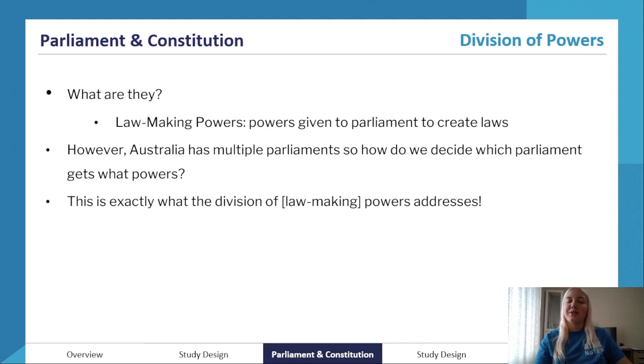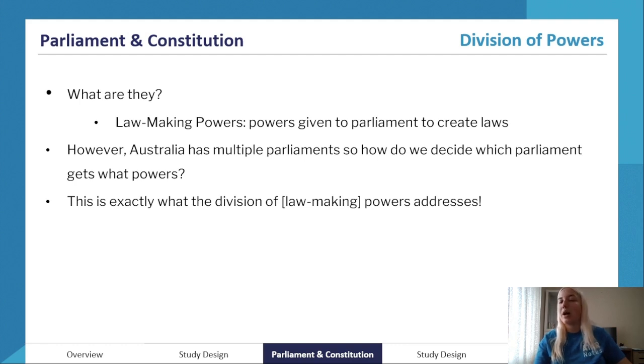Okay, so our next concept is the division of powers, and I feel like this concept helps to explain all of the roles of the lower and upper house and the Crown as well. Now, first of all, being able to define it. Lawmaking powers are the powers given to Parliament to create certain types of laws. So, we have the division of powers enshrined in the Constitution so that we are able to decide which Parliament gets what powers. Imagine if there was confusion about this.